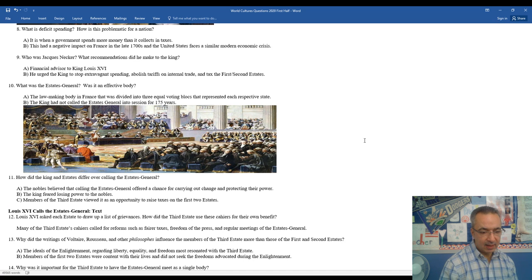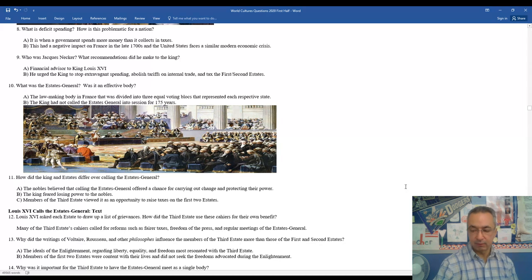Okay, Louis XVI asked each state to draw up a list of grievances or issues that they had with the government or with French society at the time. How did the Third Estate use the cahiers for their own benefit? Well, many of the Third Estate cahiers called for reforms such as fairer taxes, freedom of the press, and regular meetings in the States General.